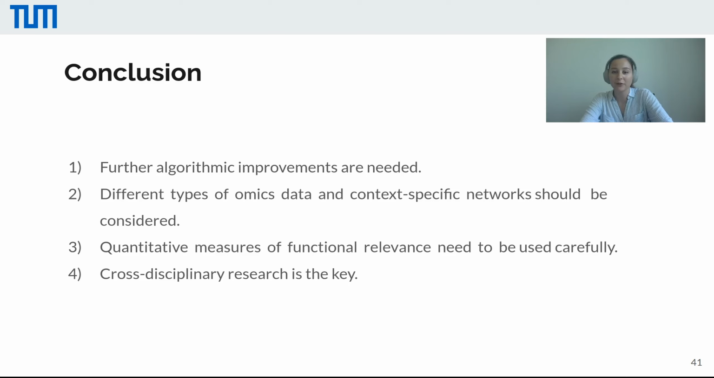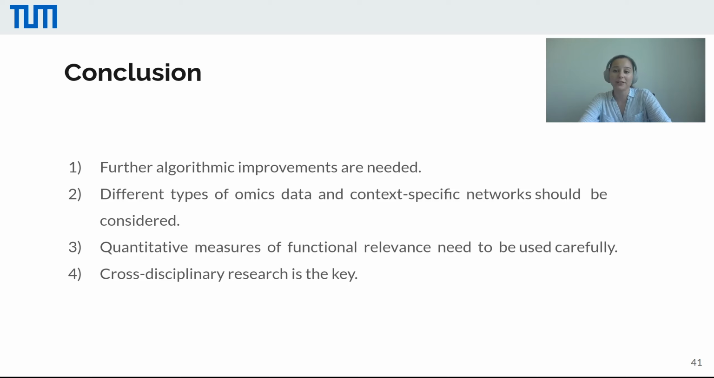Then different types of omics data and context-specific networks should be considered. For this study, we only evaluated the performance of the methods when run on gene expression data and PPI network, which is currently the most common case, but we expect that using different types of omics data and maybe context-specific networks can introduce new opportunities for active module identification methods.